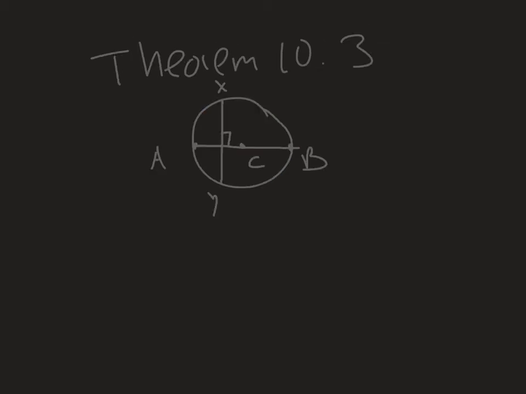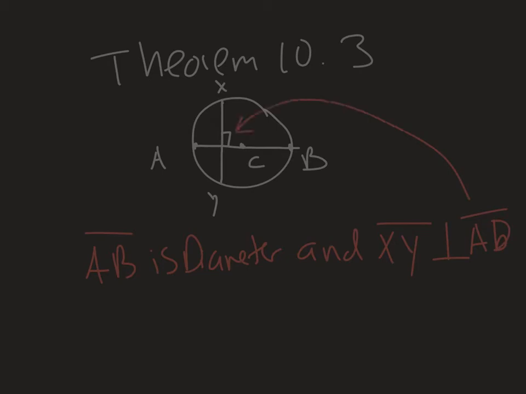Okay, let's look at theorem 10.3. If a diameter or radius of a circle is perpendicular to a chord, then it bisects the chord and its arc. In other words, if we're looking at this situation here, where AB is a diameter, so that'd be part of my hypothesis, AB is a diameter, and XY, which is a chord, is perpendicular to AB, which we've represented with the right angle there.